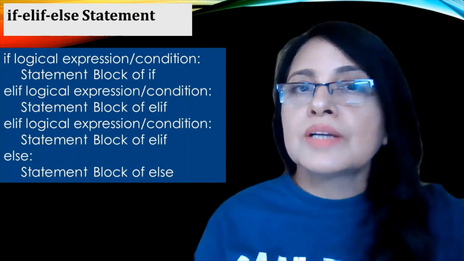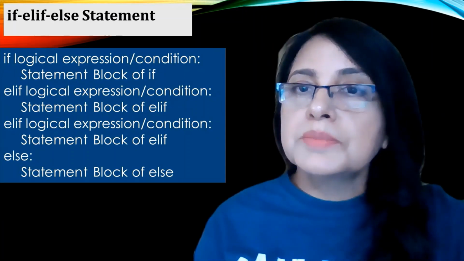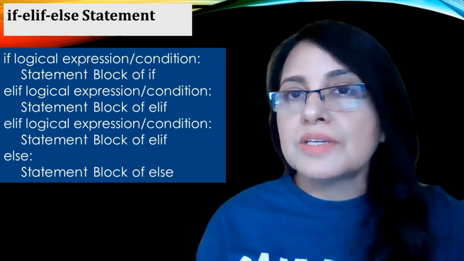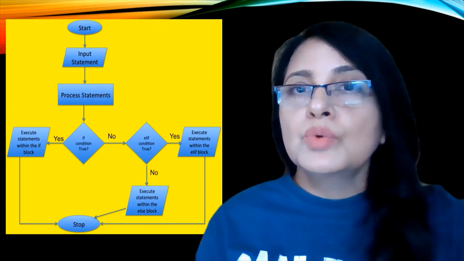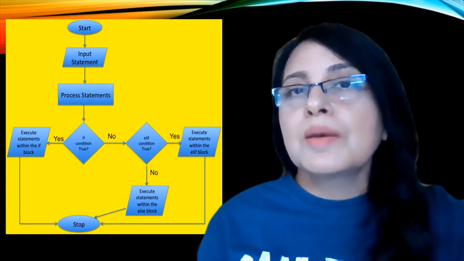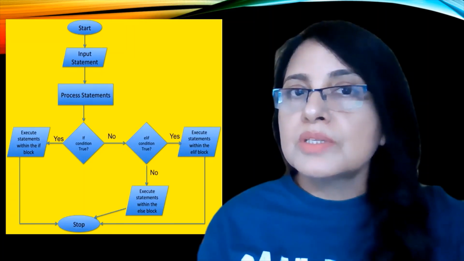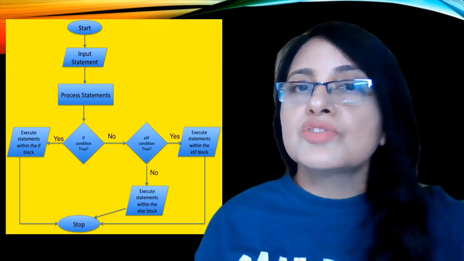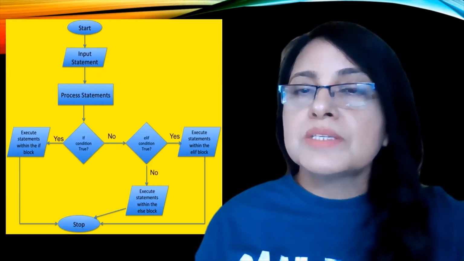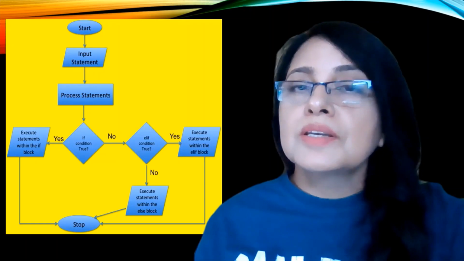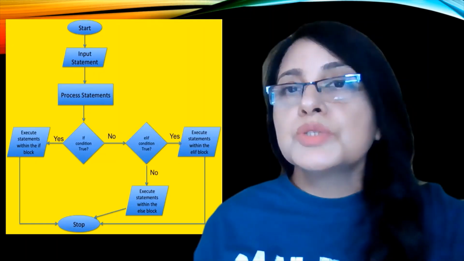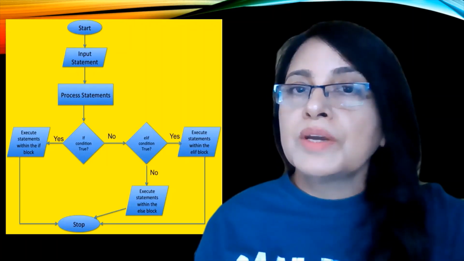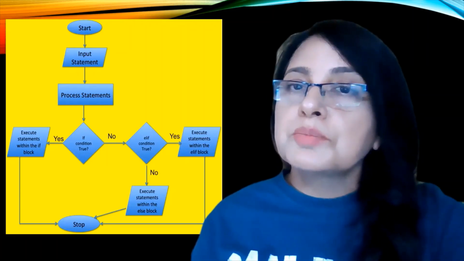Now, in this construct, there is only one if statement and one else statement, but there can be multiple elif statements. Looking at it through a flow chart, we have, for example, an input statement, some process statements, and an if condition to be checked. Now, if the condition is true, then it will execute some statements. If the condition is false, it will move to the elif statement to check the condition. And once the elif checks a condition for true and false, it will execute the statements accordingly.